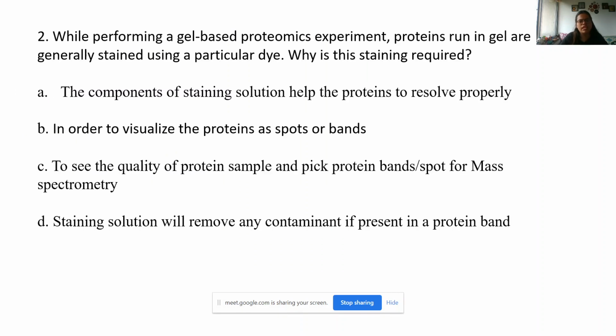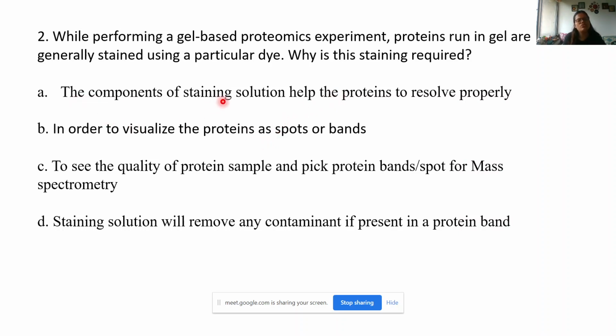Coming to the second question, while performing a gel-based proteomics experiment, proteins run in the gel are generally stained using a particular dye. Why is this staining required? As discussed in the previous slide, different kinds of dyes are used for staining the protein. So what is the role of this dye? Let's see the options.